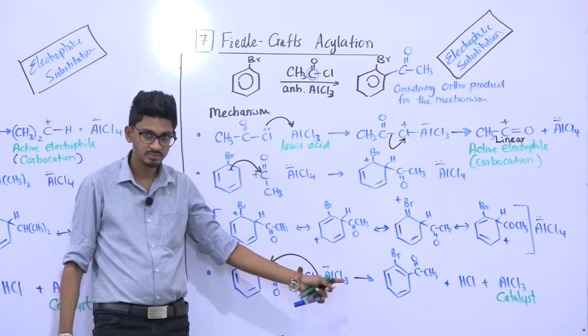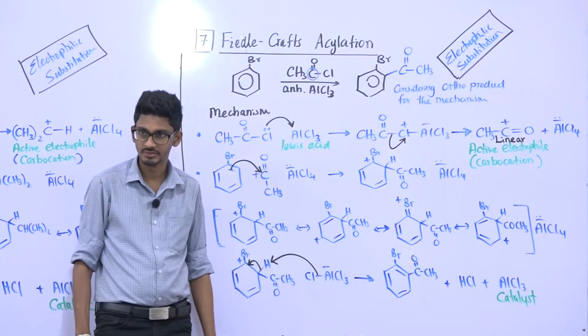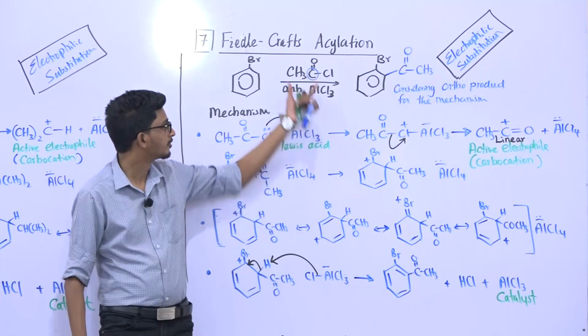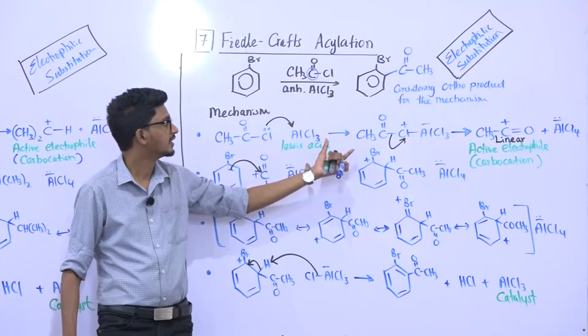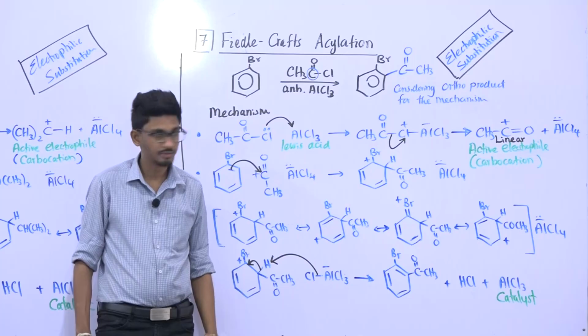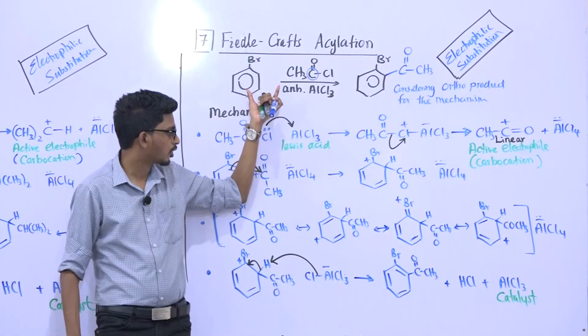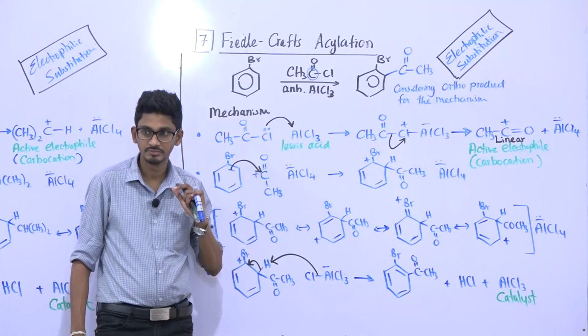In the mechanism there is a bromonium ion appearing. In the mechanism of Friedel-Crafts acylation of bromobenzene, a bromonium ion appears.